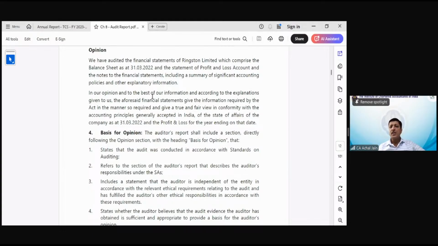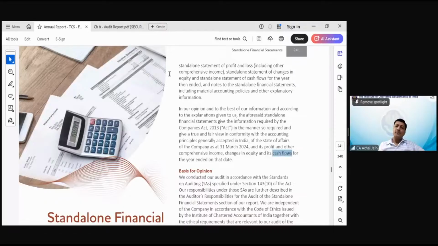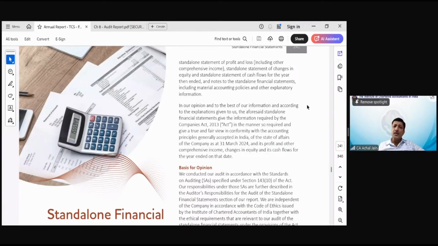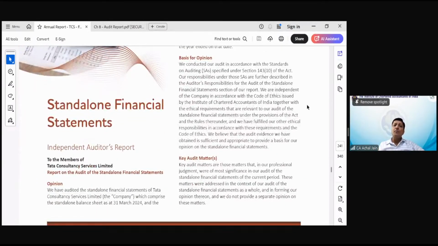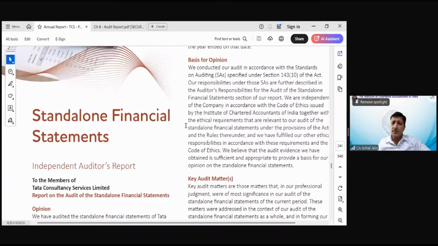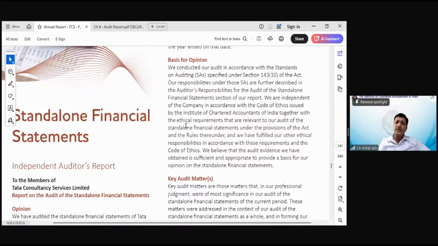Let's suppose cash flows are included, then he will also talk about the cash flows for the year ending on that date. So this is how it's required to be drafted. Can you see this? It's exactly similar to what we discussed. So that's how you are required to apply this now. Understood? So this is what you should try to do. Let me increase the font size slightly.